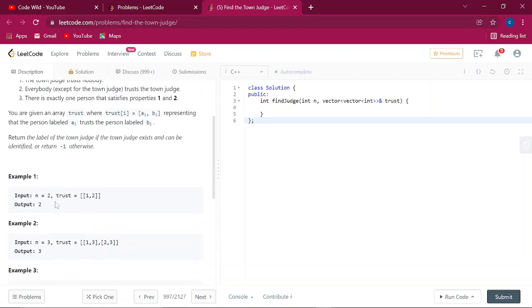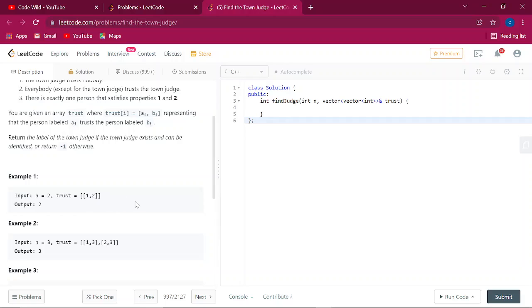Let's see the first example. It says that there are two people, and the entry 1 2. What does 1 2 mean? One is trusting the second person, right? ai trusts the labeled person bi, so one trusts two. So basically two is the town judge. Why? Because two is not trusting anybody, and everybody else, one, is trusting two. So the in degree of 2 is 1 and the out degree of 2 is 0.